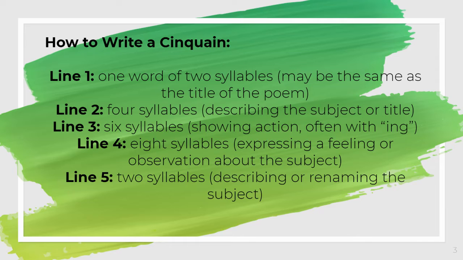The third line in those 6 syllables, it's often 3 verbs showing action that end with ing. In that fourth line with 8 syllables, it's expressing a feeling or observation about the subject. And then in line 5, when it goes back down to 2 syllables, it describes or renames the subject. So sometimes you'll see that first word from line 1 repeat, and other times you'll see something describing it.